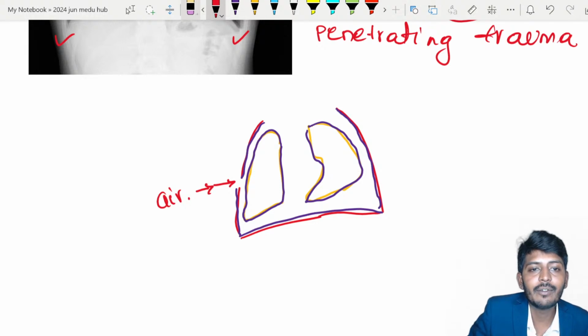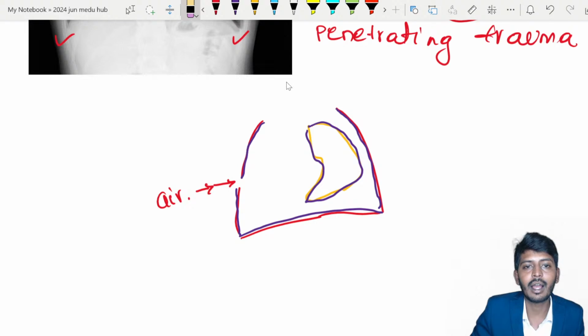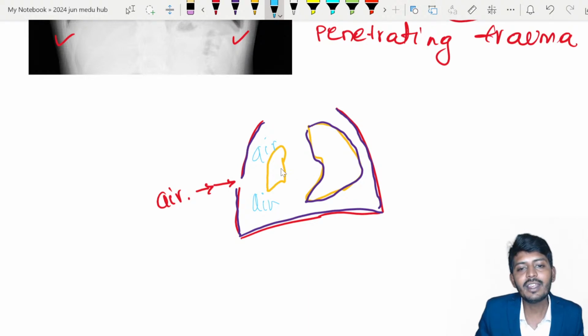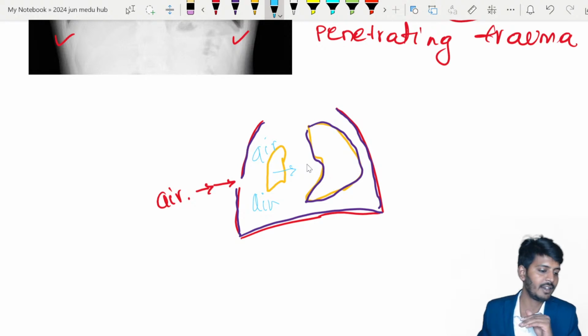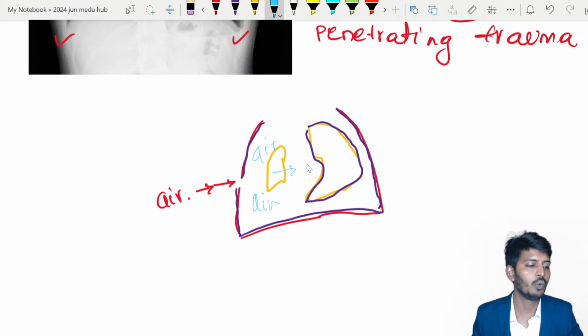Now what will happen? It will start to compress this lung. So now what happens? The lung would look something like this. Now all this area will be filled with air. This air creates a pressure that pushes the mediastinum and other structures to the opposite side. To which side? To the opposite side. That is clear cut.